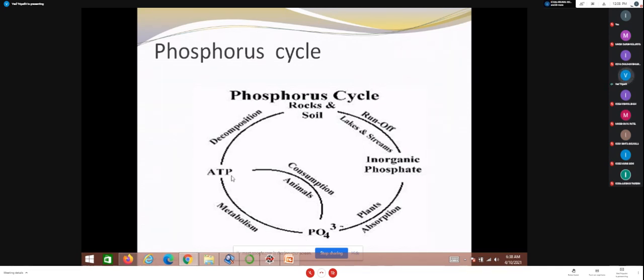And it is converted by metabolism into adenosine triphosphate. Okay, and this adenosine triphosphate is the energy molecule which is consumed by the animals and again converted into phosphate. This kind of recycling takes place by the plants and by consumers, and then ultimately it is decomposed and recycled back into the soil. Okay.